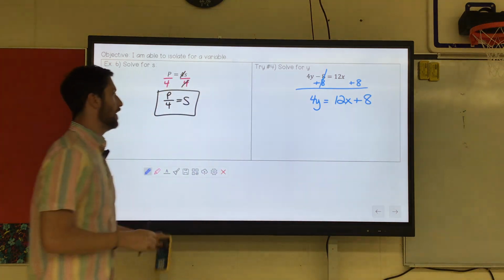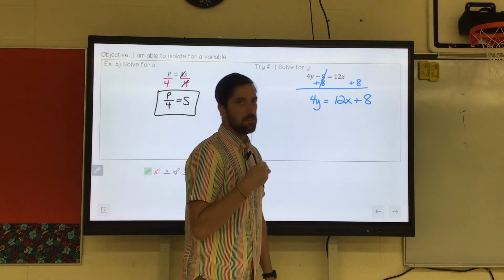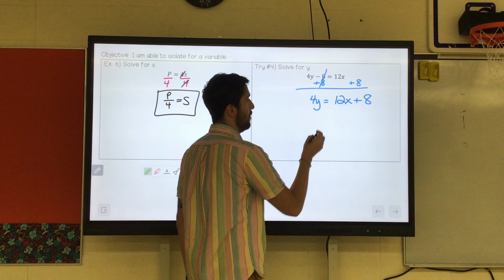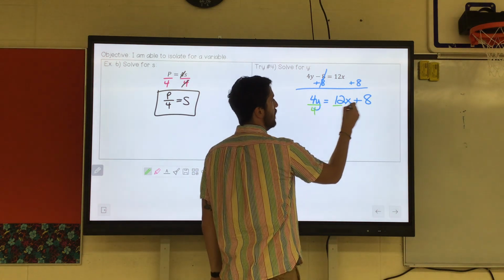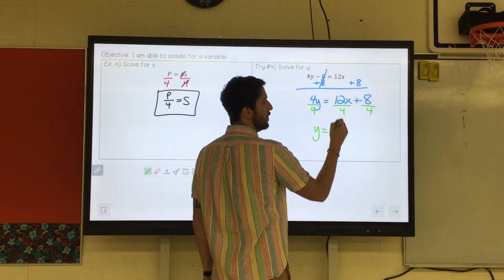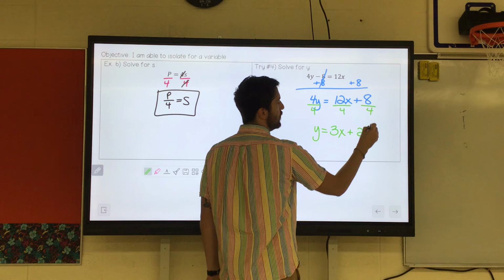Now that's 4 times y, so we're going to have to divide by 4. If you do something to one side, you have to do it to the other side too. So we're going to divide every single thing by 4. Divide by 4, divide by 4, divide by 4. Y equals 12x divided by 4 is 3x. 8 divided by 4 is 2.